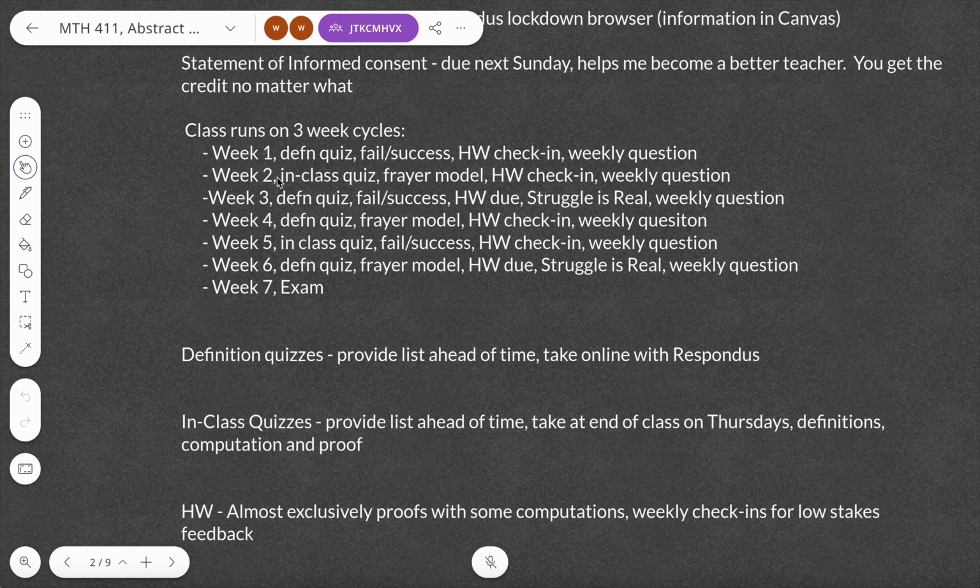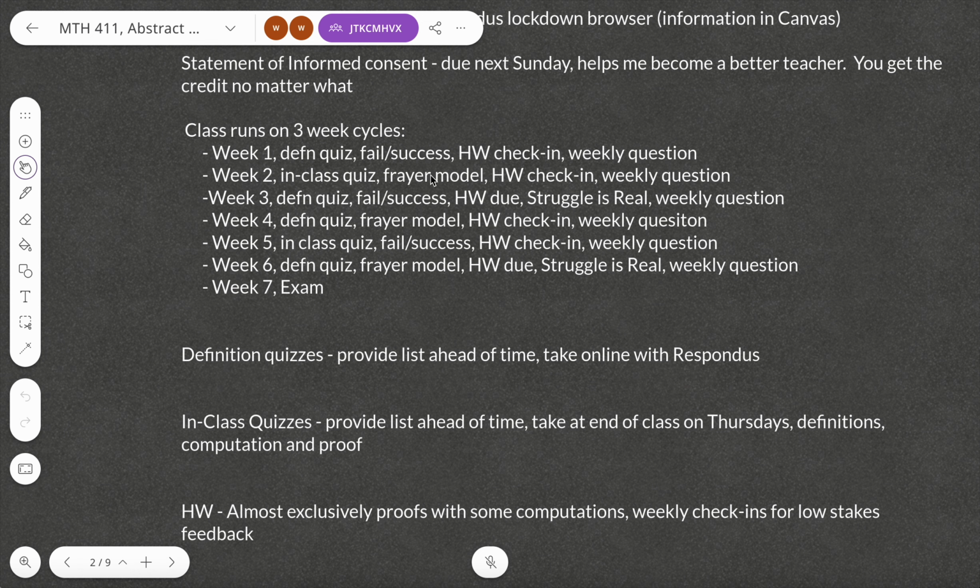So that's week 1. And then week 2, we have an in-class quiz. In-class quizzes take a little bit more preparation than a definition quiz, but I will give you a list of questions, and we'll talk about it a little bit more, but it's in class on Thursdays, and you'll have plenty of time to prep for that.